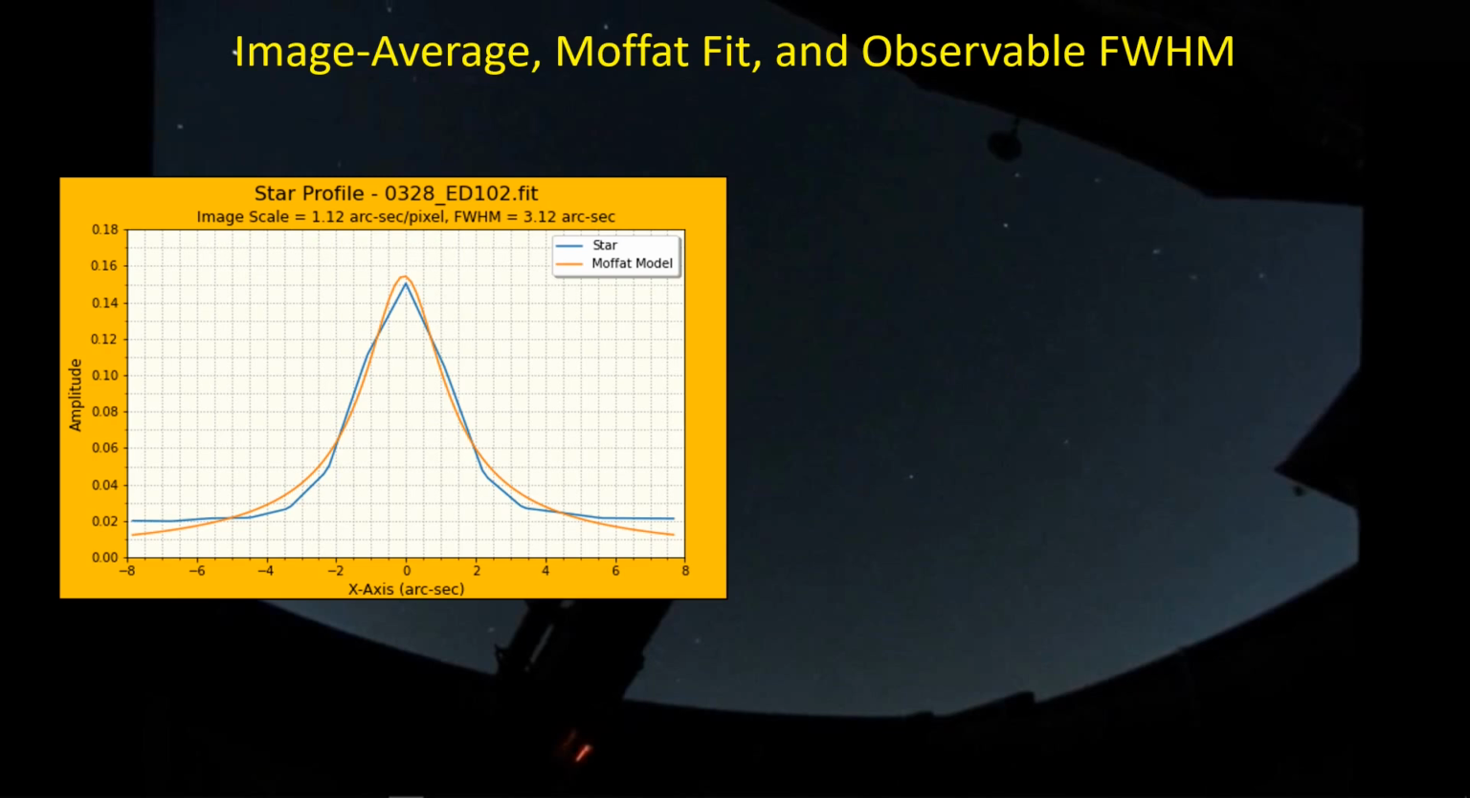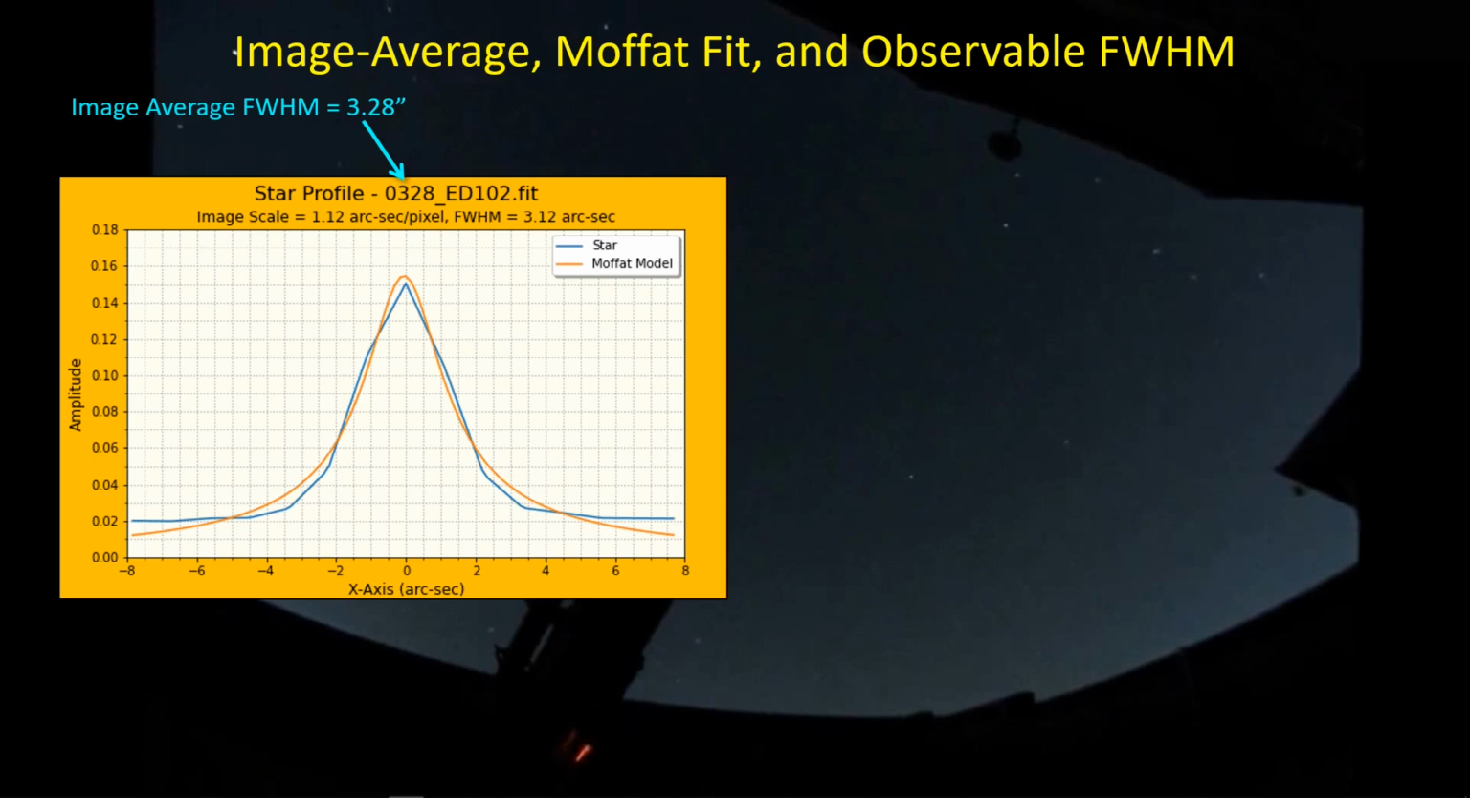We've been talking about full width at half maximum, and I suppose there are three different versions of this number we could talk about. If we use the PixInsight subframe selector, it will go through the image and look at all the stars in the image and come up with an image-wide average for a full width at half maximum, and that's 3.28 arc seconds.